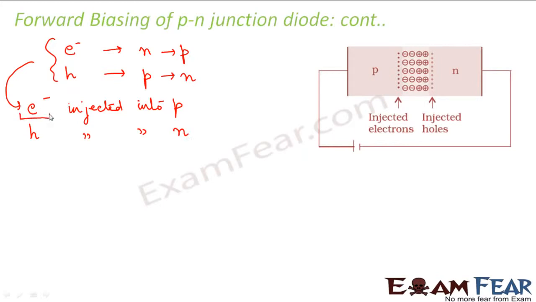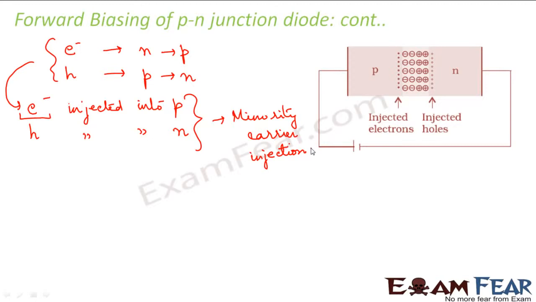Now, what are electrons in the P region? Electrons are the minority carriers in the P region. So we can say that minority carriers are injected into the region. So this is also known as minority carrier injection.